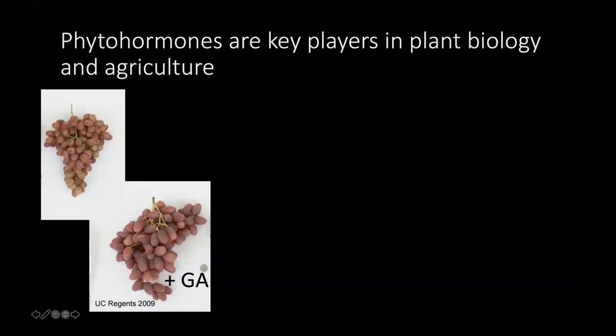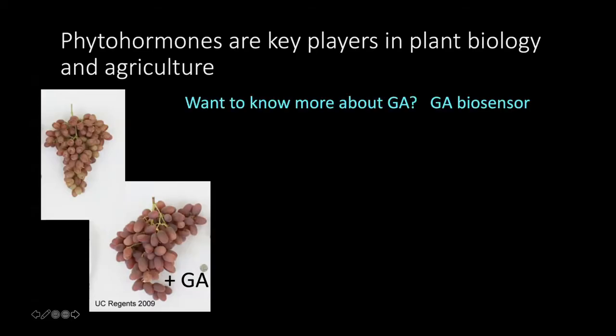So gibberellins are one hormone, but there are several hormones in the plant, of course. Most of you are probably familiar with them. They're very important in plant biology, but they're also very important in agriculture. This is just showing how, if you spray gibberellins on a grape plant, you'll get bigger grapes, right? So we all love this idea of hormones being plant growth regulators. And so what we want to know is a lot about how this all works in an endogenous situation and how we could better use it for agriculture.